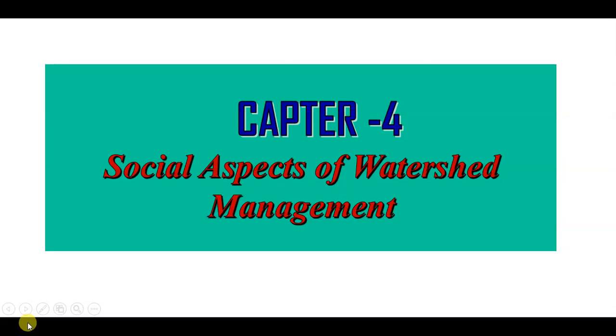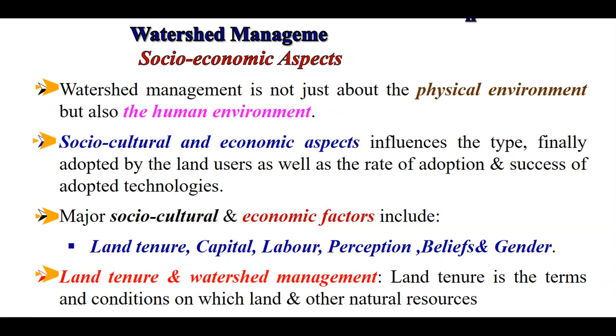Today's lesson is the fourth lecture on watershed management. The fourth lesson is about social aspects of watershed management. What is the socio-economic aspect? Watershed management is not just about the physical environment, but also the human environment.